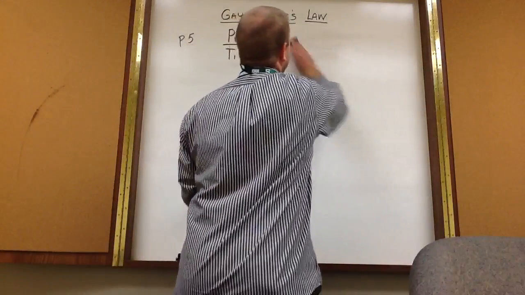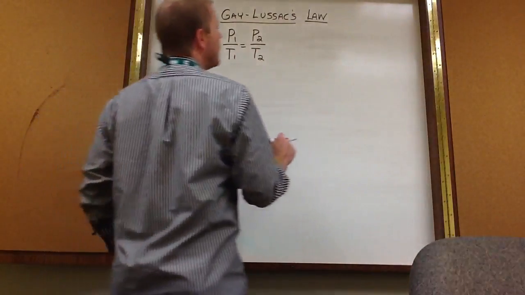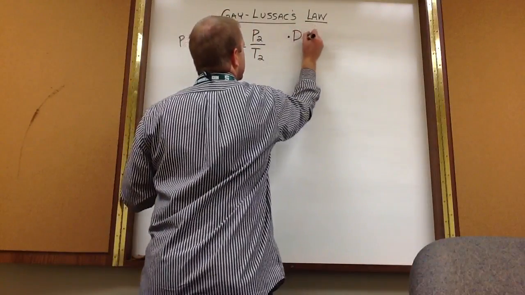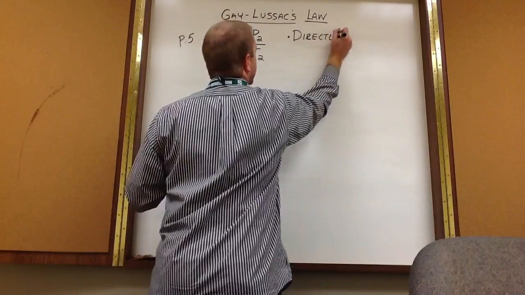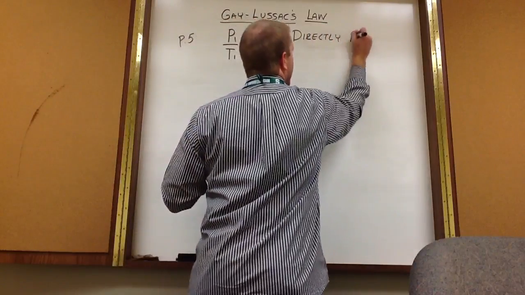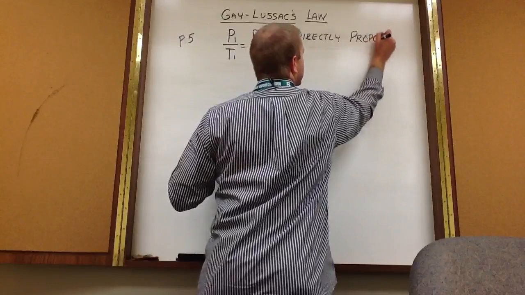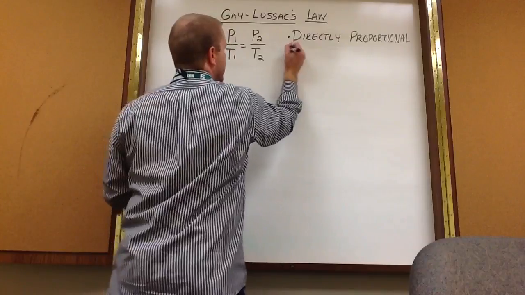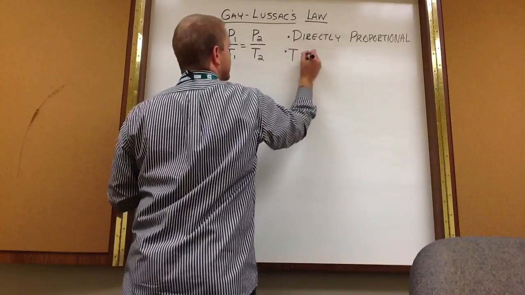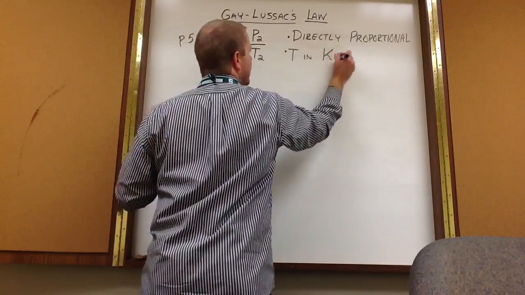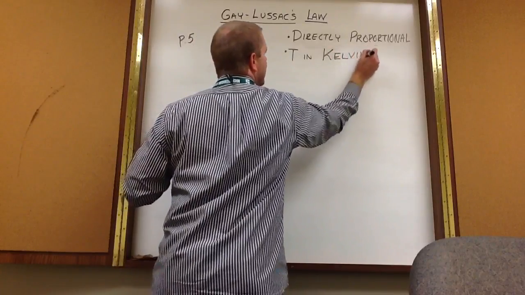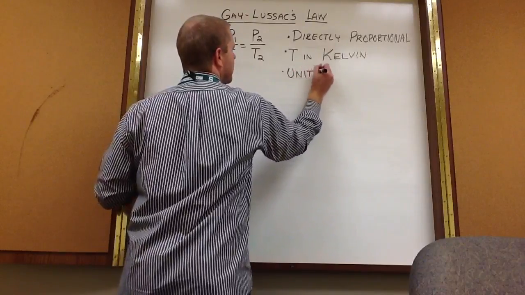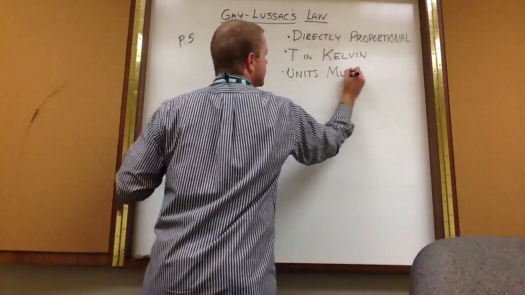So for space purposes, let me get rid of this again. A couple of things have to occur. First of all, again, I could have left this up from Charles' Law: directly proportional. If you double one, you double the other. Temperature in Kelvin, got to get rid of those negatives. And then units must match.